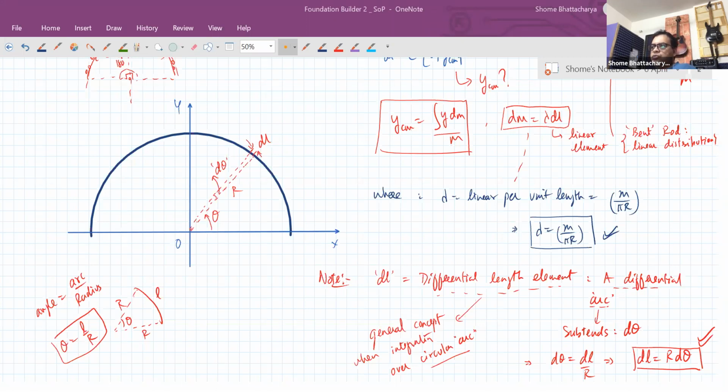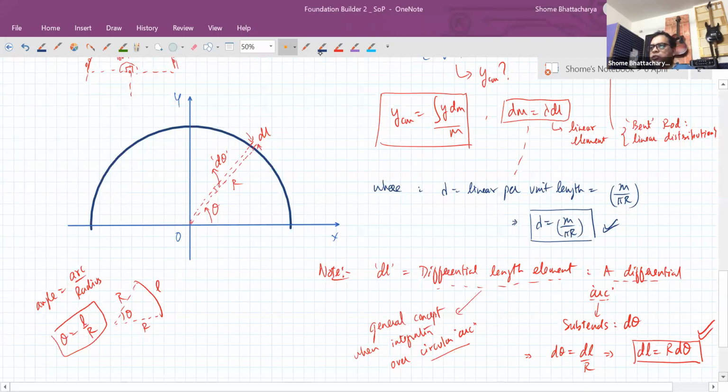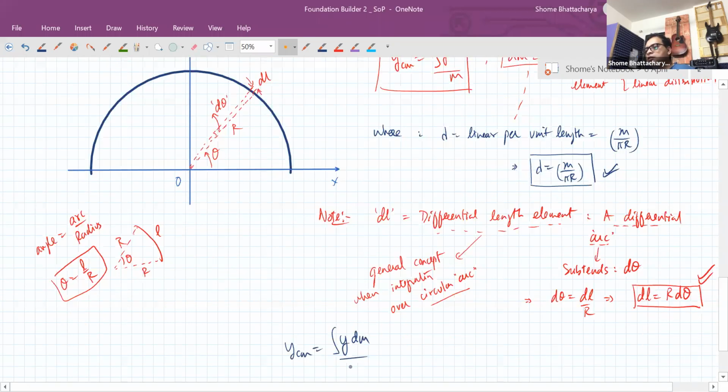Now you can see we can integrate, but there's still one thing. We still have to substitute y. So what will we substitute as y over here? We have seen that in the integration we have to find the y coordinate by integrating y dm divided by total mass. So we have seen that dm will be replaced with lambda dl, where lambda was m by pi r and dl was r d theta. So that is done. But what about y? What should we substitute y as?